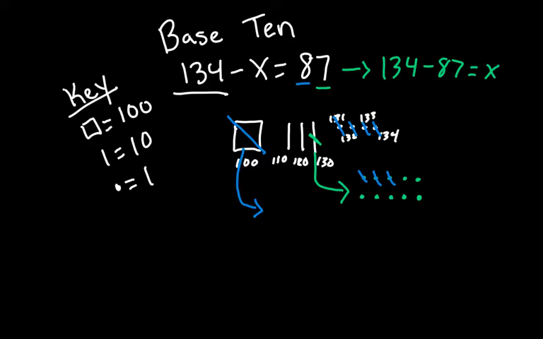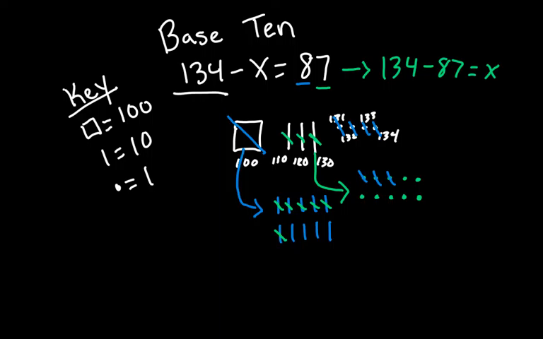There are 10 10s in 100, so I'm going to draw those: 10, 20, 30, 40, 50, 60, 70, 80, 90, 100. And then I'll go ahead and subtract my 8 10s. So 10, 20, 30, 40, 50, 60, 70, 80.